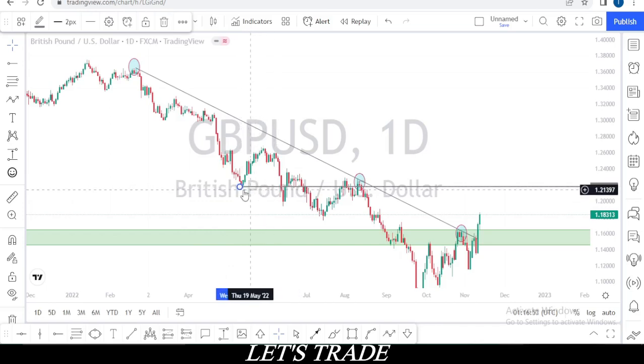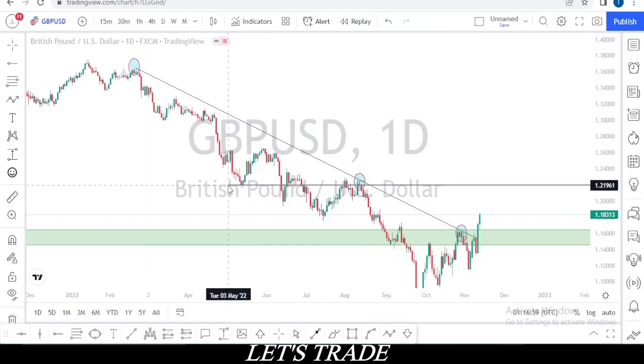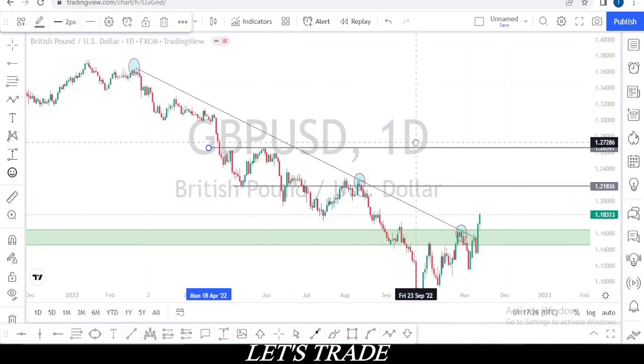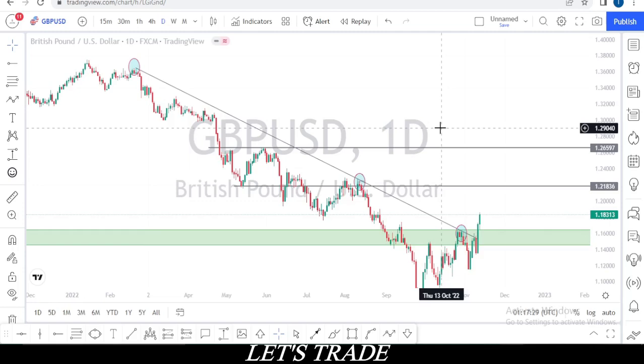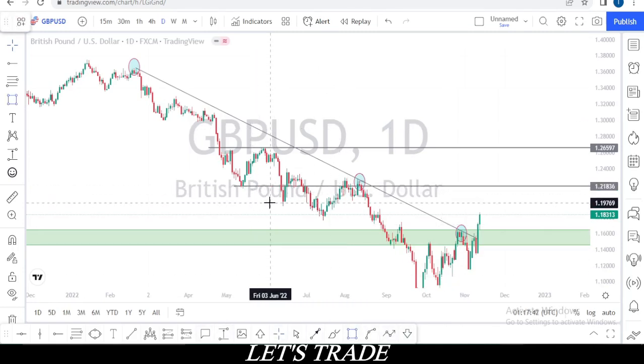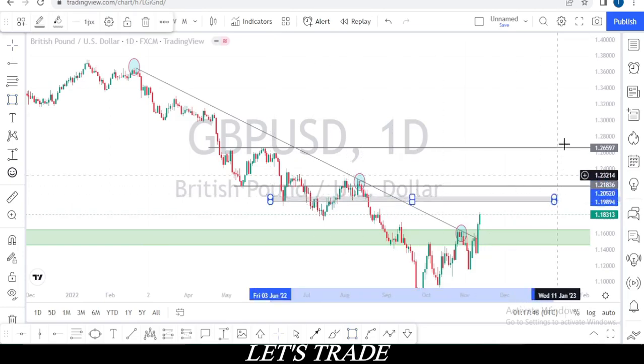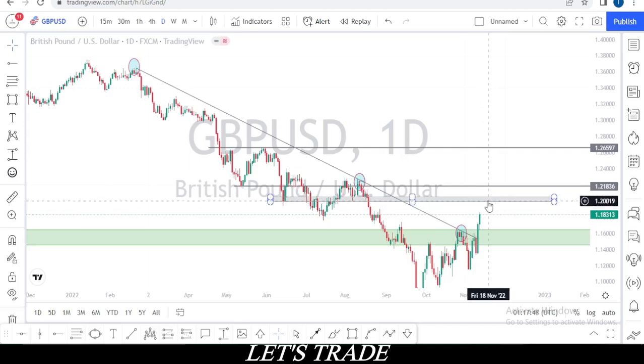Okay, why here? So first level target here, then second level targets around here. All right, let's see how this goes, but the market might decide to catch its breath around here. But regardless, I believe we are going higher. This zone first, then this zone, then this zone. Remember, this is the daily time frame.